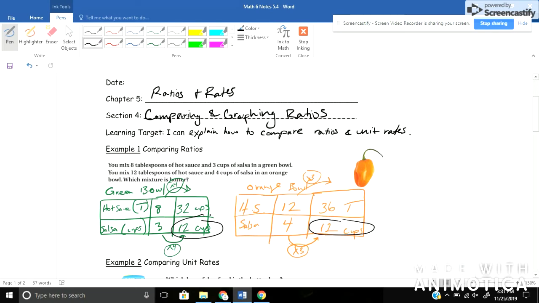What's different? Well, in my green bowl, I have 32 tablespoons of hot sauce. And in my orange bowl, I have 36 tablespoons of hot sauce. So I've got the same amount of salsa, but 4 more tablespoons of hot sauce in the orange bowl. So which mixture is hotter? That would be the orange bowl. Again, that's because when they have the same amount of salsa, the orange bowl has more hot sauce. All right, so making this ratio table can just be a great way to organize your ideas.